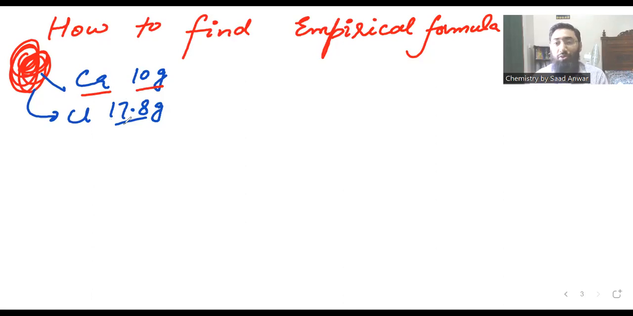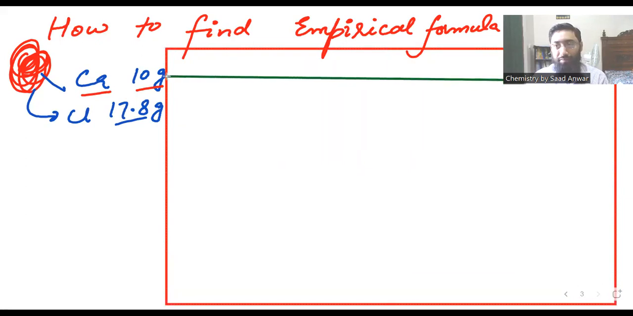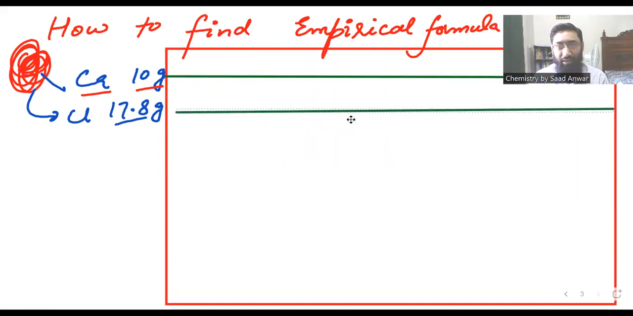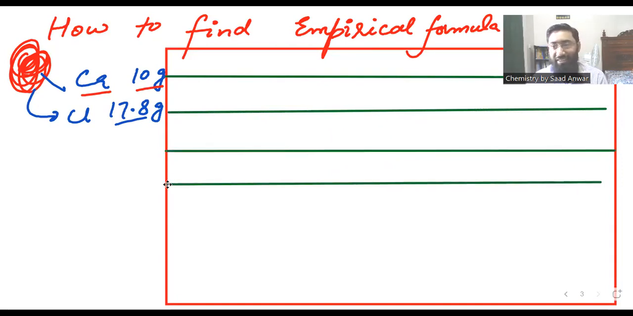There are certain steps to figure out the empirical formula. Let's make a table. So this is a table, and I will draw a line here, then another line here, and another, and then my final line here in the center, something like that. If I need more lines, then later on I will draw more lines, obviously.